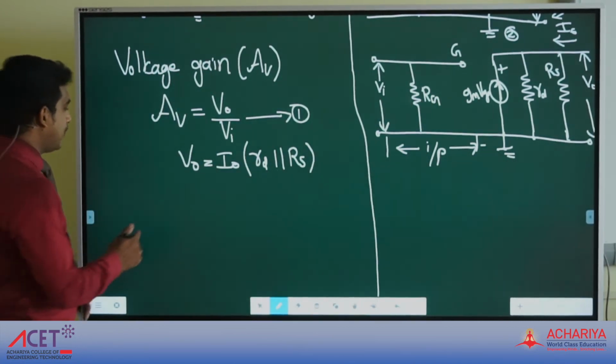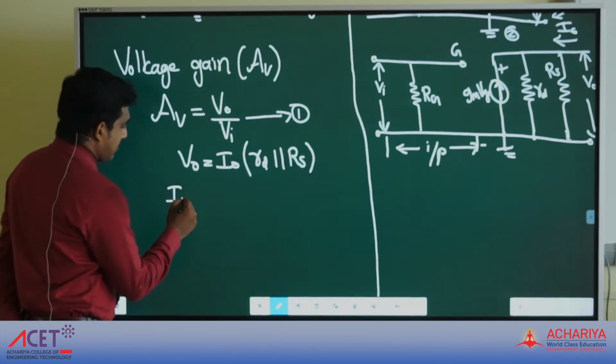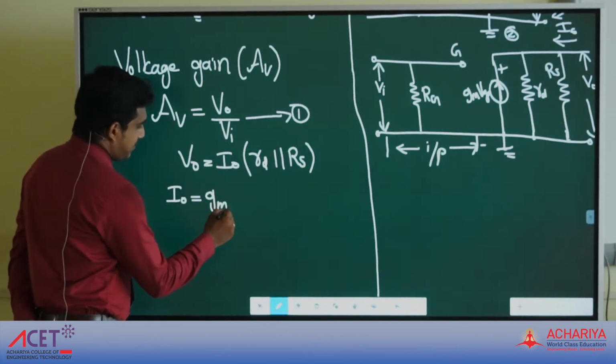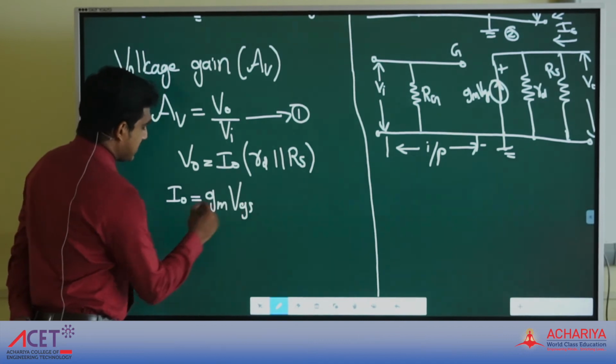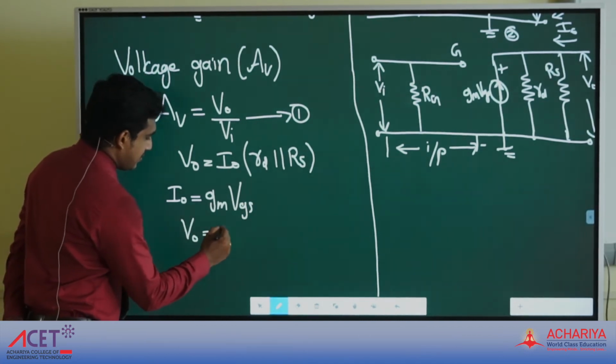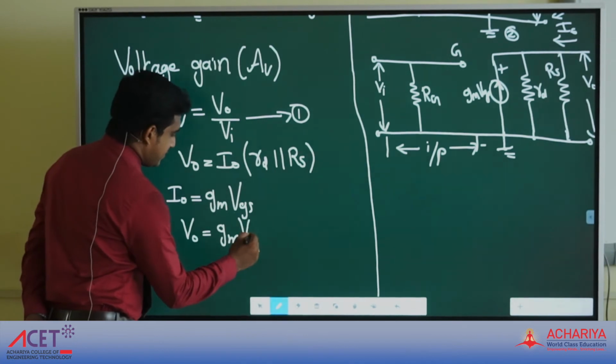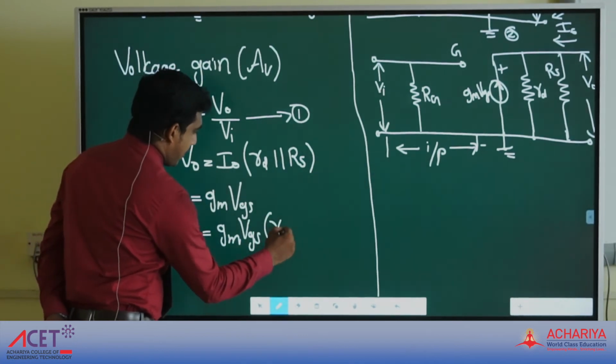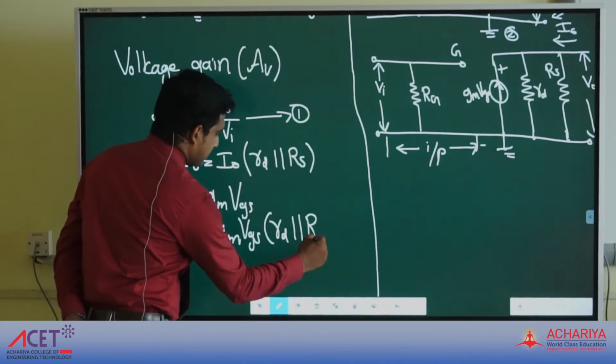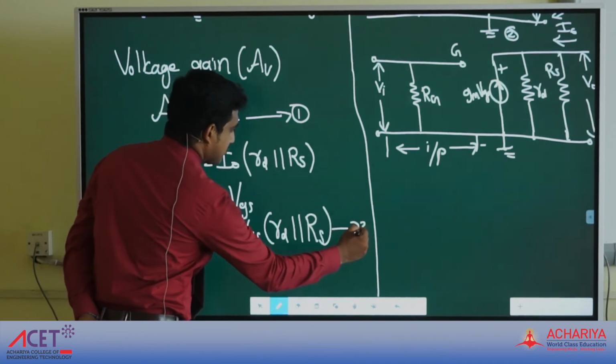We know that output current I0 is equal to GM VGS. So we can substitute V0 is equal to GM VGS into RD parallel Rs. Consider this as equation number 2.